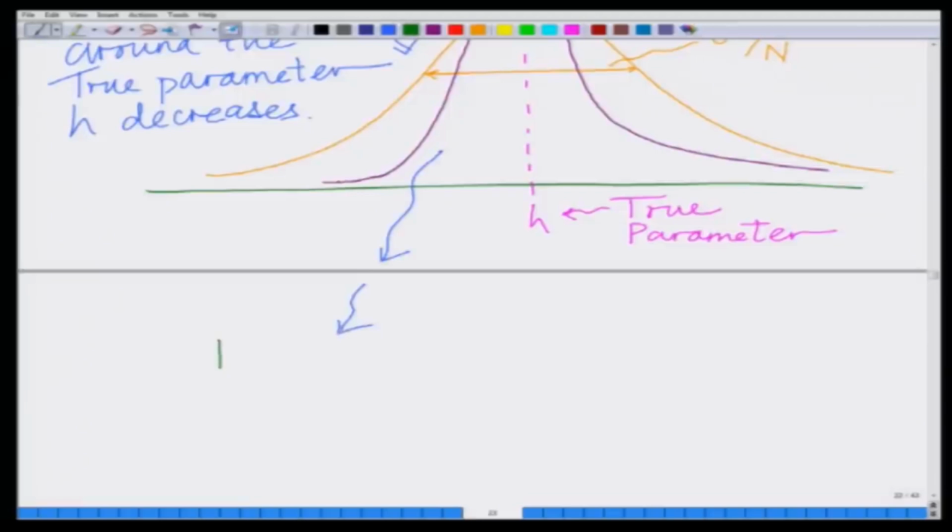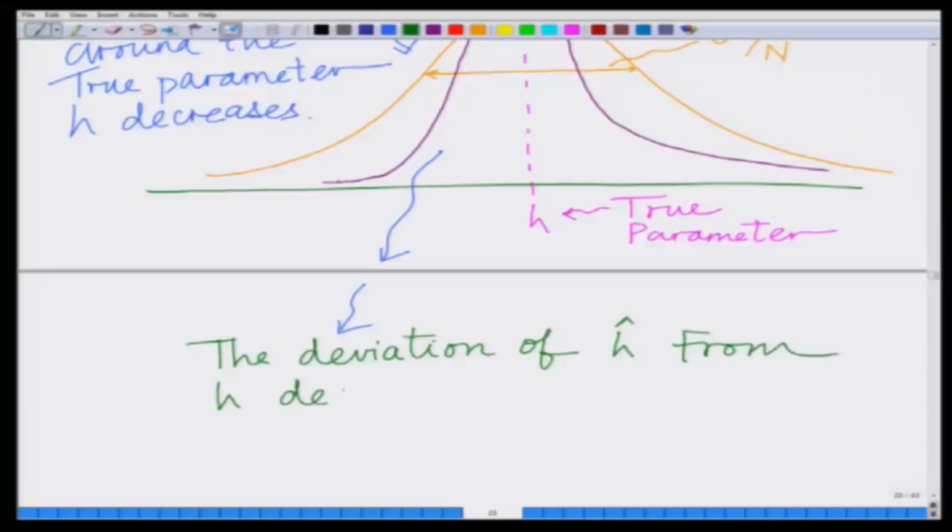This is a very important property: even though the estimate is random in nature, on an average it is equal to the mean h, and the variance of the estimator h hat, which is sigma square over n, progressively decreases as n increases. This means the Gaussian corresponding to h hat shrinks, that is, it becomes more and more peaky around the mean h. Although h hat is not necessarily equal to h, the deviation from the true parameter h progressively decreases as n increases, and that is an important point.